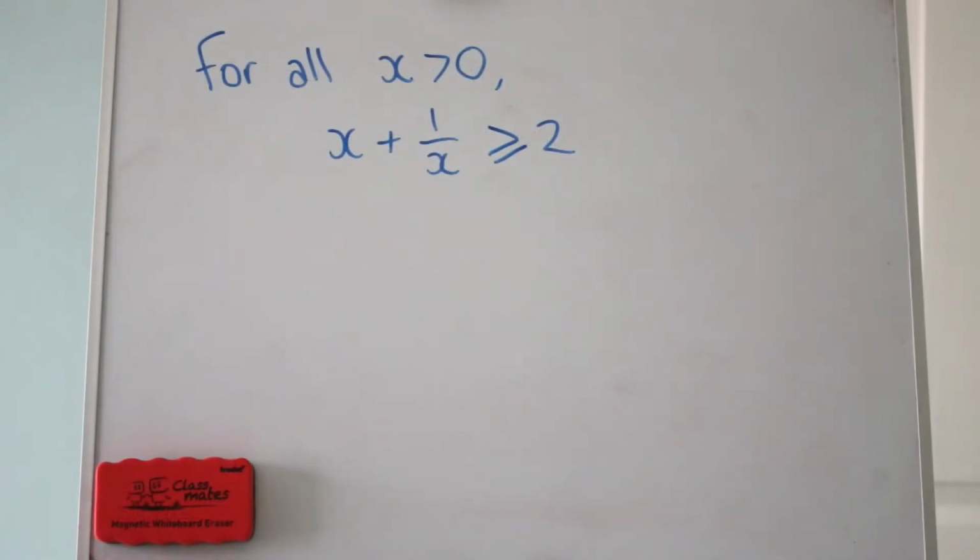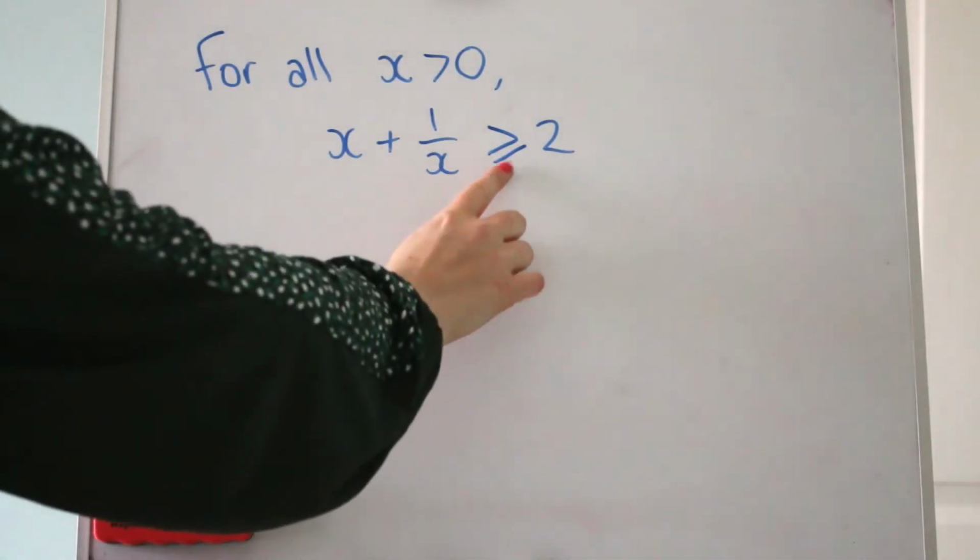Okay, here's our second example of proof by contradiction. So this statement: for all positive x, x plus 1 over x is greater than or equal to 2. Again, we're going to start by assuming the opposite of that. So we're going to assume that x plus 1 over x is less than 2.